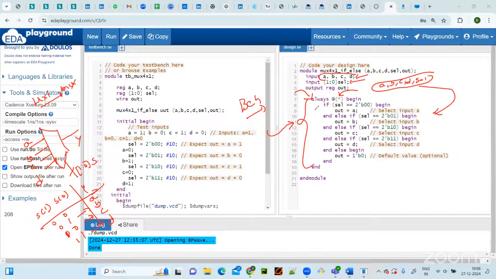Okay. So here what am I doing? If my selection line is 2'b00, if SEL equal to 2'b00, see here, what should be my output? My output should be A, right? So that is the reason, what did I do? I made out equal to A. Okay. Here begin and end are optional actually. Okay. For time being, let me remove these begin and end so that you will not get confused.